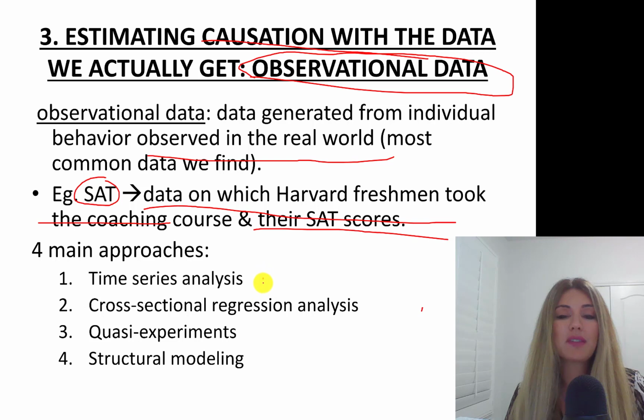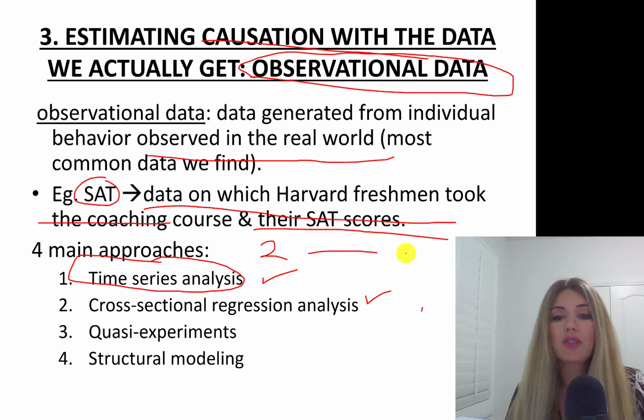Number one is time series analysis, which we'll be covering in this part. Time series analysis looks at two different variables across time periods. They're measured and we look at the relative movement of these two variables. Usually not very good with establishing causality.